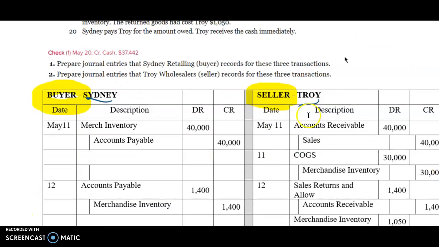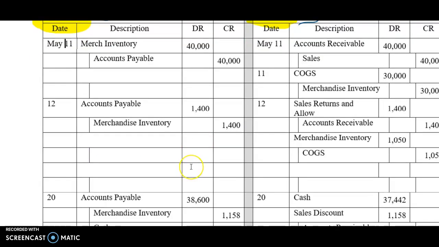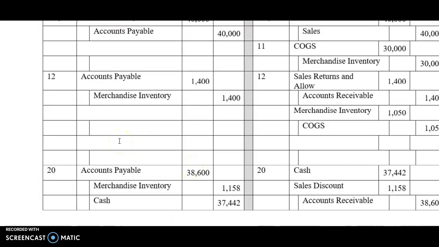So let's go on. On May 11th, according to the problem, the company bought $40,000 worth of merchandising inventory, and they financed it all on accounts payable, okay? Then on the 12th, they returned $1,400 in merchandising inventory. So again, anytime we have a return, anytime we have an allowance, the entry is always the same. It's debit accounts payable, credit merchandise inventory. They gave us the dollar amount. It was $1,400.